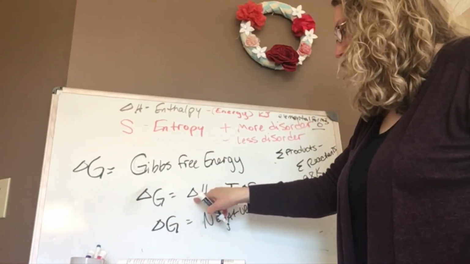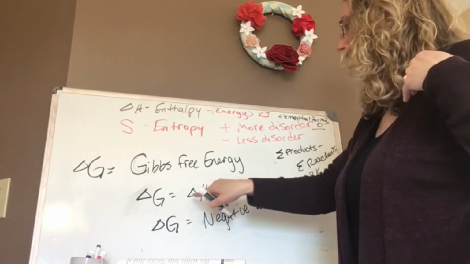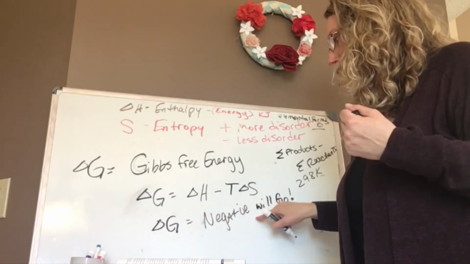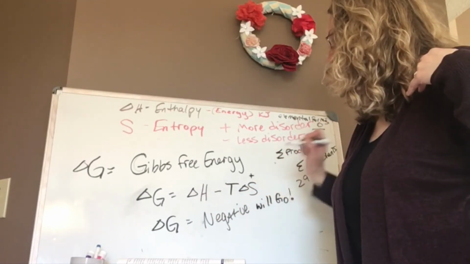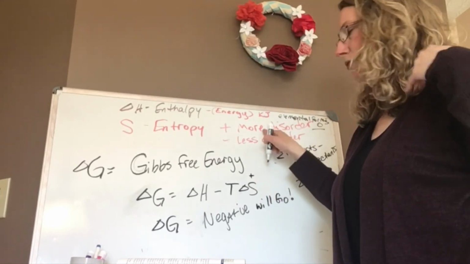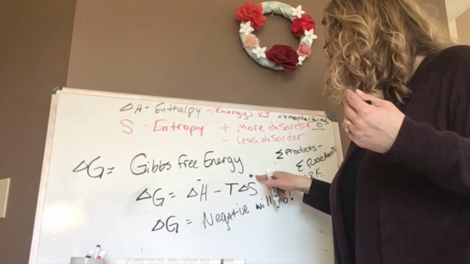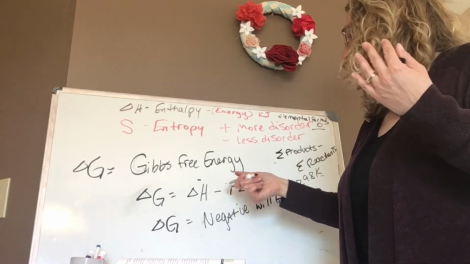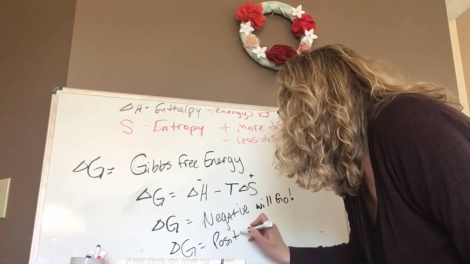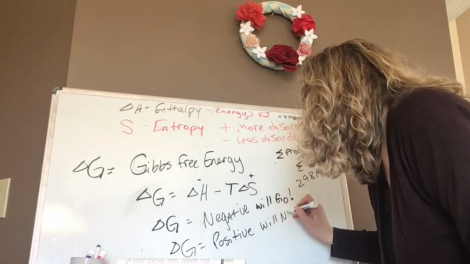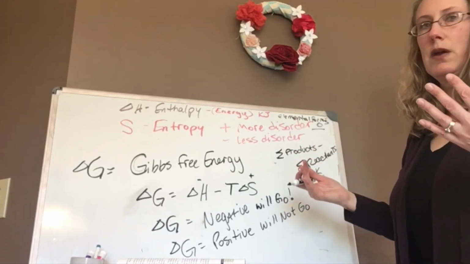Why? Because I want my delta H to be negative, so energy is coming off. And if this is more disorder, that's positive, and I'm subtracting that, so I'm going to get a negative and a negative. So I want my delta G to be negative, because if this is negative, my energy is coming off and it'll go. If my entropy is positive, I'm getting more disorder. That happens on its own. If this is negative, I'm getting energy off. So a negative minus a positive will definitely go. But if I have a delta G that is positive, it will not go. In other words, if I mix these things together, they sit there forever, nothing ever happens. So it's not going to turn into what I want it to turn into.